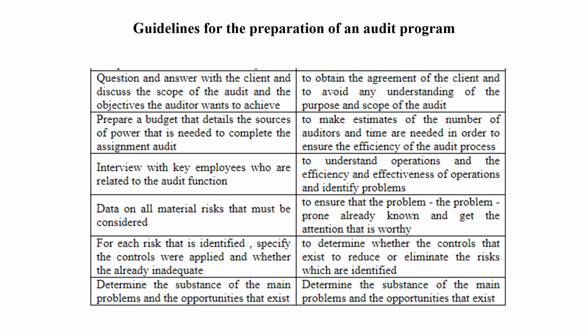And next, for each risk that is identified, specify the controls that will apply and whether they are adequate. The reason is to determine whether the controls that exist reduce or eliminate the risks which are identified. Determine the substance of the main problems and the opportunities that exist. The reason is to determine the substance of the main problems and the opportunities that exist.